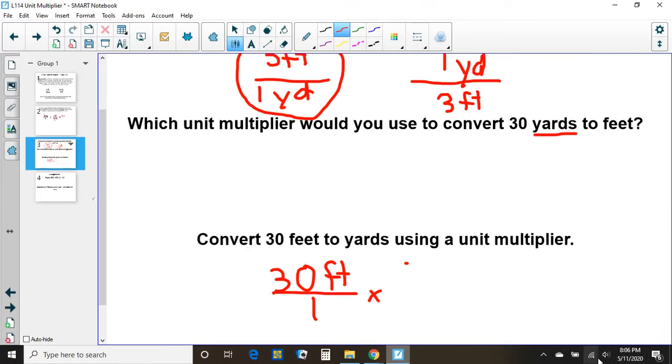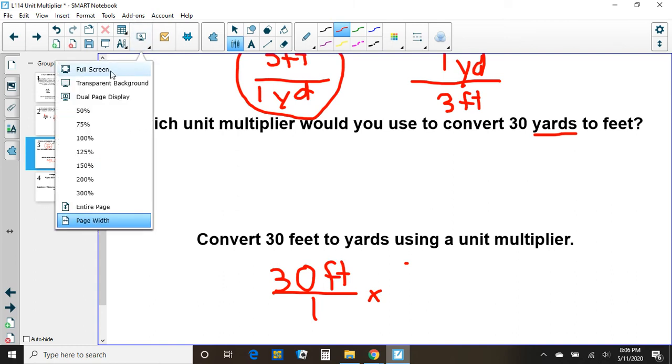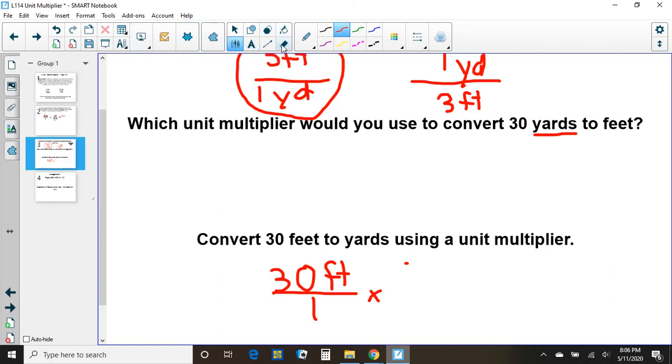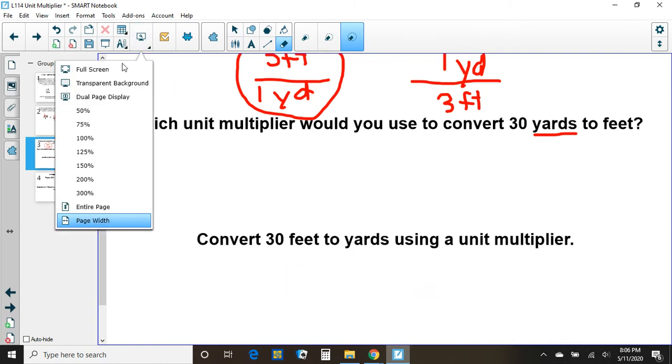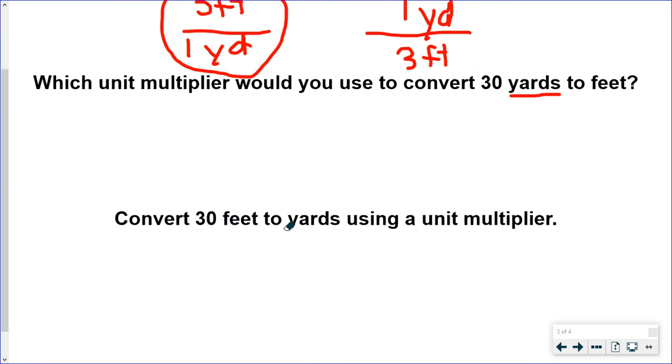Let me back this up. My apologies there, class. I'm going to get my eraser here. I wasn't even reading what I was supposed to be doing. This time it said to, oh man, it's been a long night for me. Sorry about that, 6th graders. This one's saying let's convert 30 feet to yards. This time, let's convert the 30 feet to yards is what it's asking me to do.